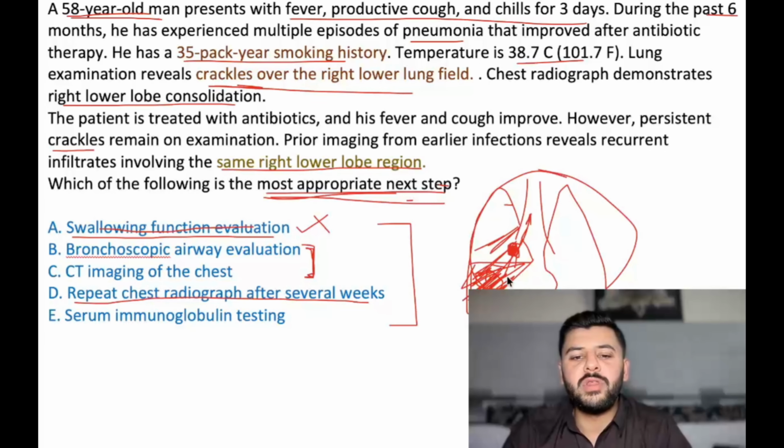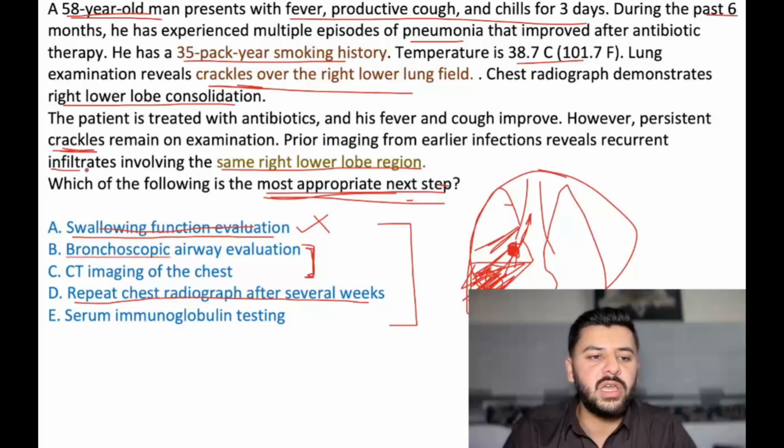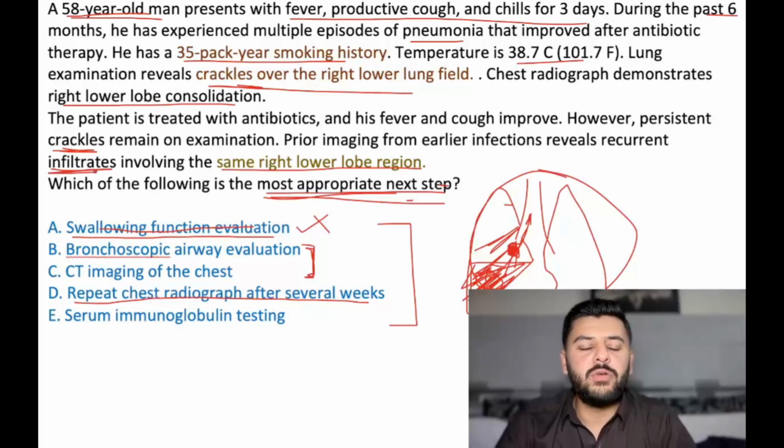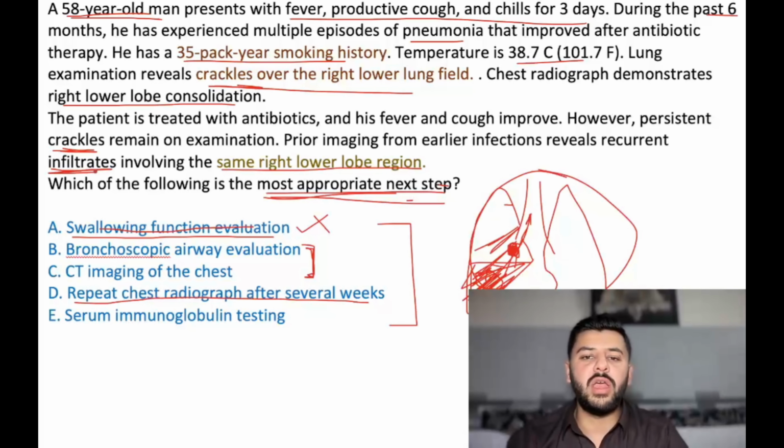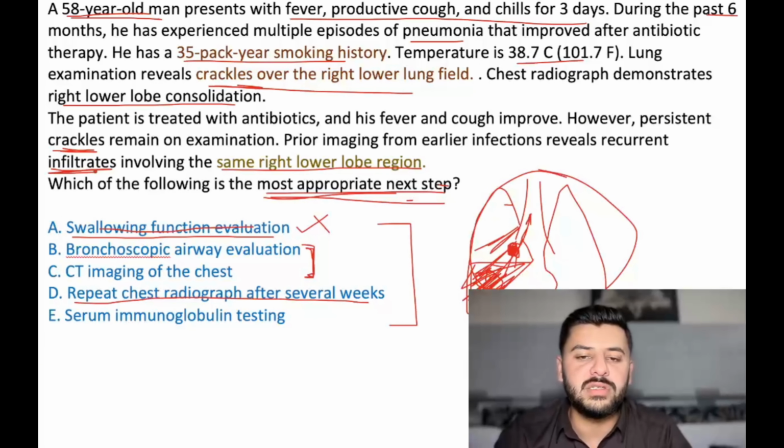Now, any person with a normal brain has to think that there has to be something that's constantly causing pneumonia. And again, you have crackles on examination. You have infiltrates, again in the right lower lobe region. If you are having infiltrates, chest x-ray is not going to help, because chest x-ray has limited sensitivity. And secondly, you don't wait for weeks.